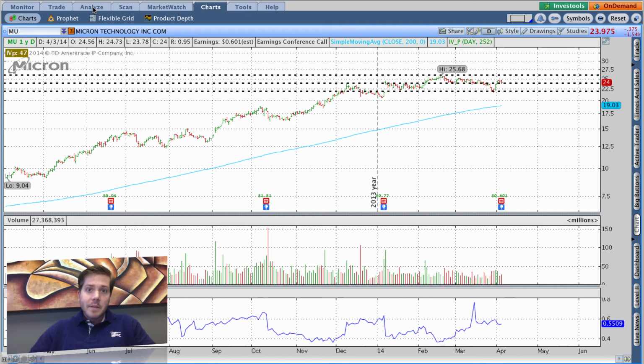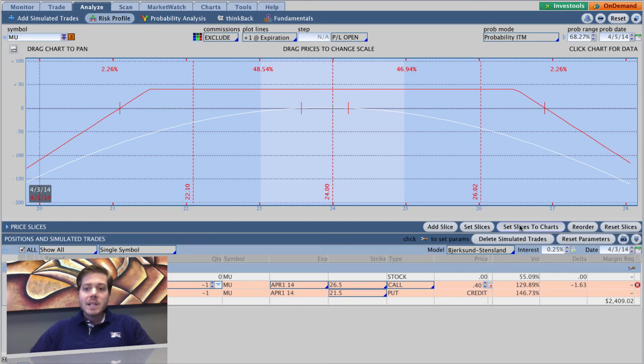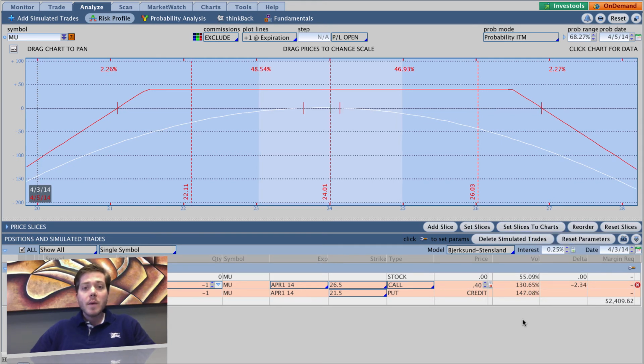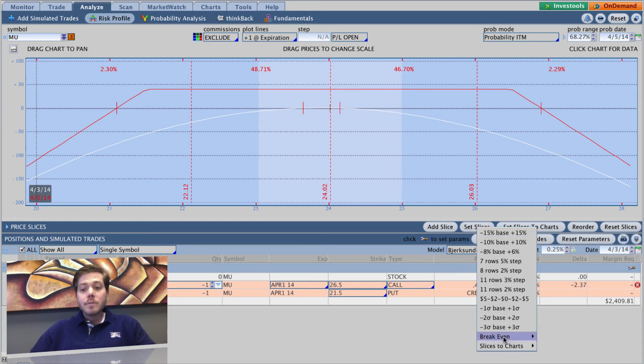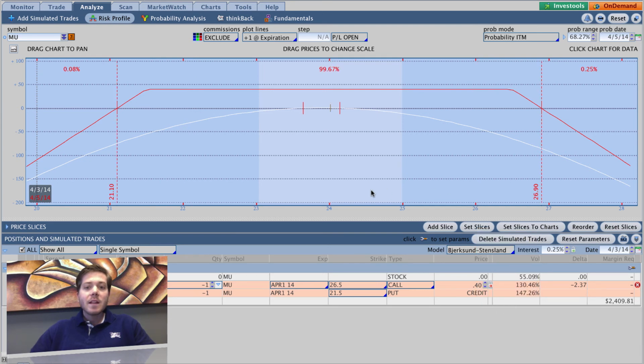But the main thing I wanted to show you here was the set slices to chart function, which is very efficient and definitely the only way I'm going to go about plotting my break evens or standard deviation moves, basically any slices that I want to take from the Analyze tab and plot onto the chart. This is the only way I'm going to do it going forward.